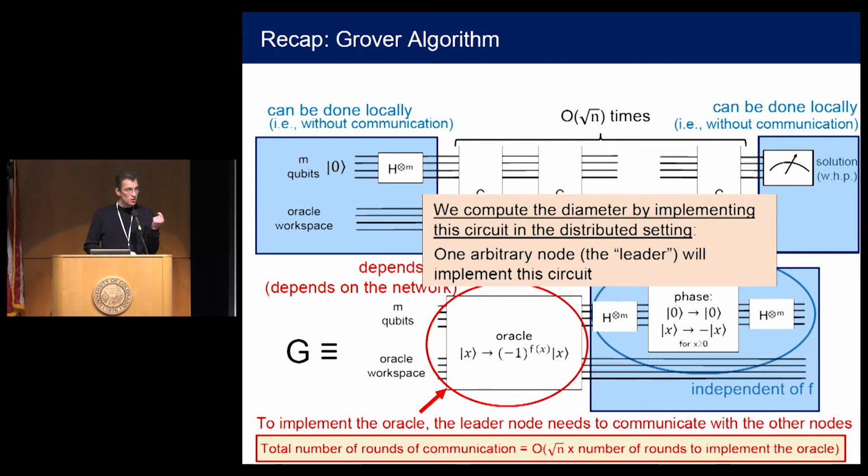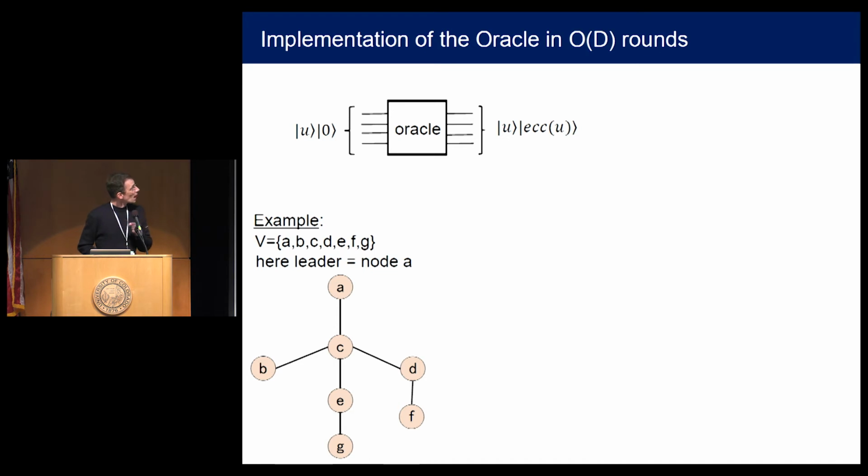So the only thing that you need to understand is the number of rounds needed to implement the oracle in a distributed setting. Okay? And we will show that you can do it in big O of D rounds. Remember, we want to implement the oracle that computes f. F essentially computes the eccentricity. Of course, it is a quantum oracle, so we want to be able to call it on superposition. So when the input is this, we want the output to be this.